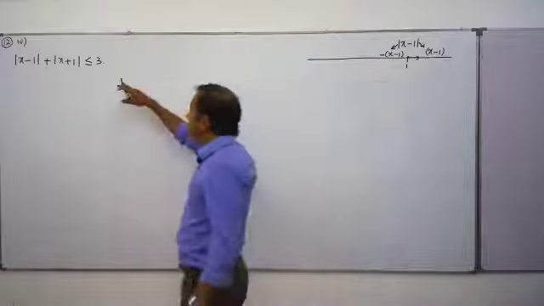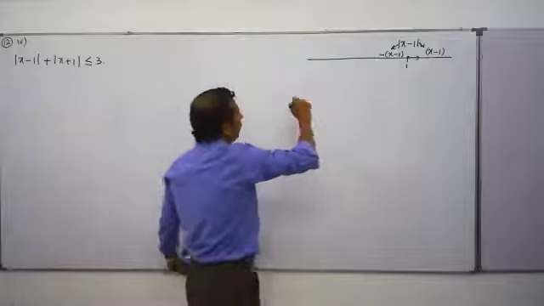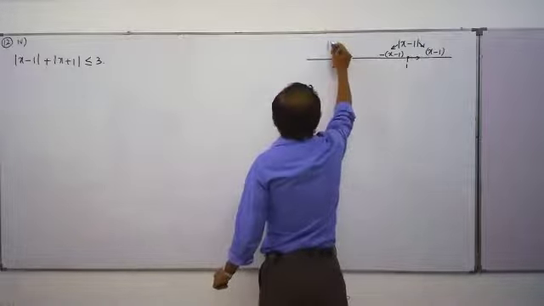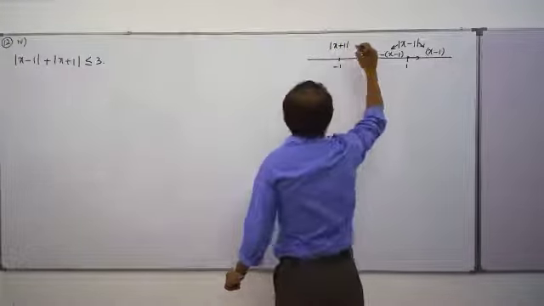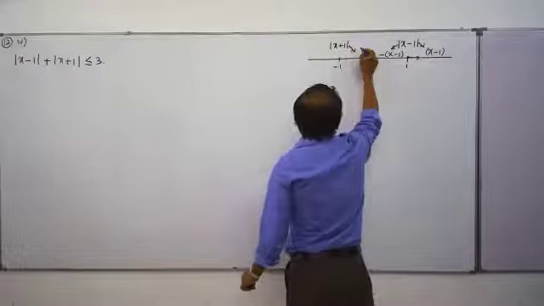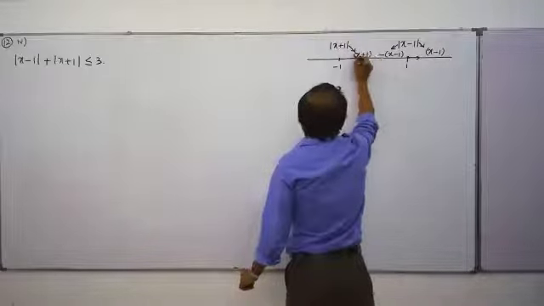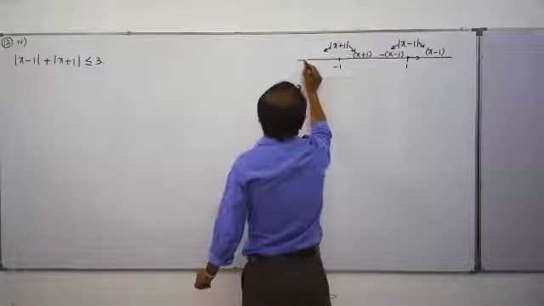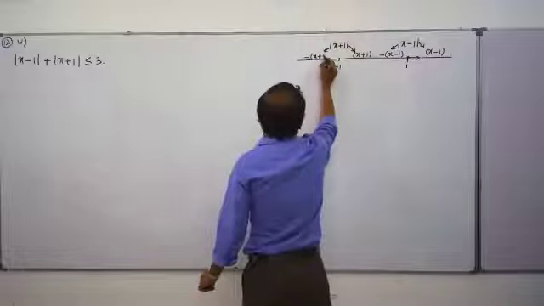Mod x plus 1, right? When you equate this to 0, x is minus 1, no? Then minus 1 I mark here. On the left and right of minus 1, mod x plus 1 will take different functions. This one, x plus 1. Here, minus (x plus 1). Okay.